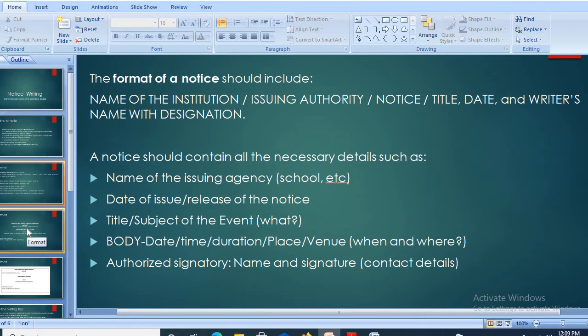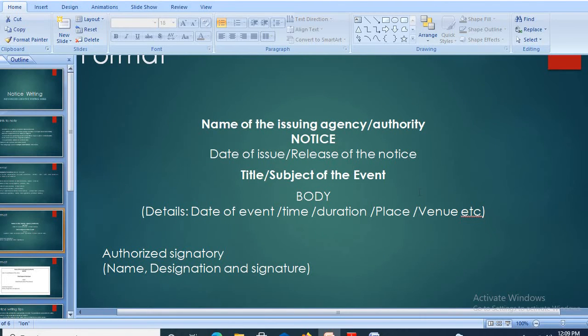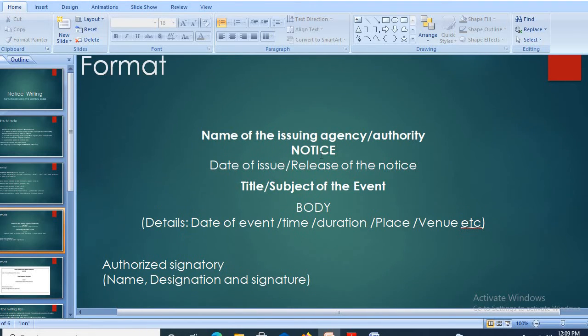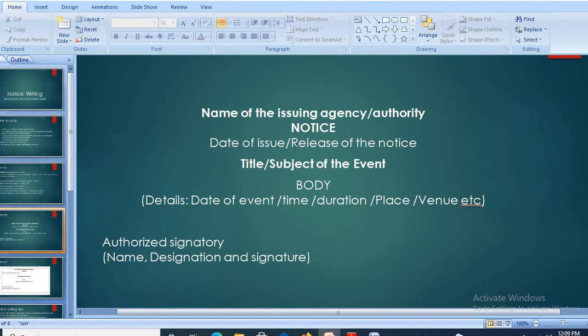Now I am moving on to the next one. I guess you can see the format. Name of the issuing agency or authority, date of issue or release of the notice. Title or subject of the event has to be mentioned. This is more or less the structure. I will be showing you the structure of the notice in my next slide, after this.